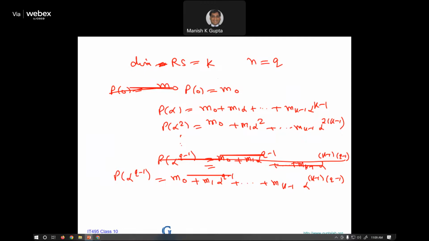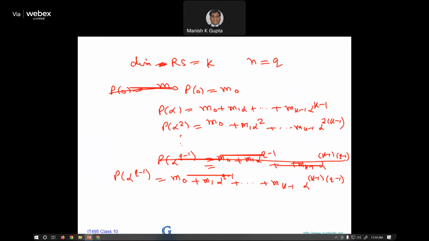Okay. Now, this is here. I think there is a problem here. Anyway, how many equations are there? Q equations, right? If these values are given to us, and I ask you to find out M0, M1, M2, the message bits which were used, what we need to do is solve this system of equations.